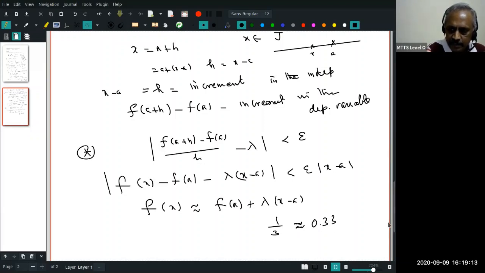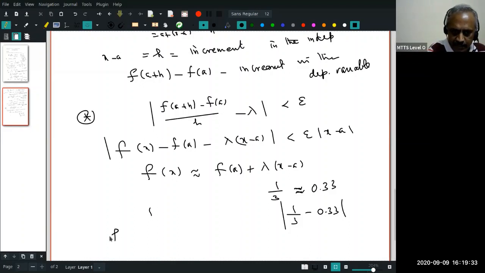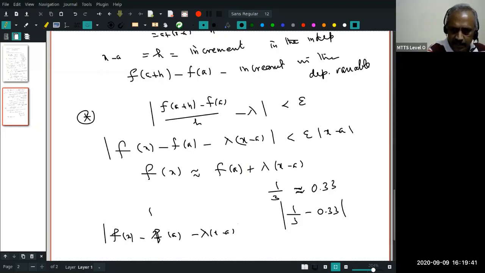You can say what kind of error you are making. That's what this says. So what is the error I am making? Here the error I am making is 1 by 3 minus 0.33. Then I have to estimate how much error I am making. So here I am saying f of x is approximately equal to f of a plus lambda times x minus a. Therefore, the error I am making is f of x minus f of a minus lambda into x minus a. This is the error I am making.